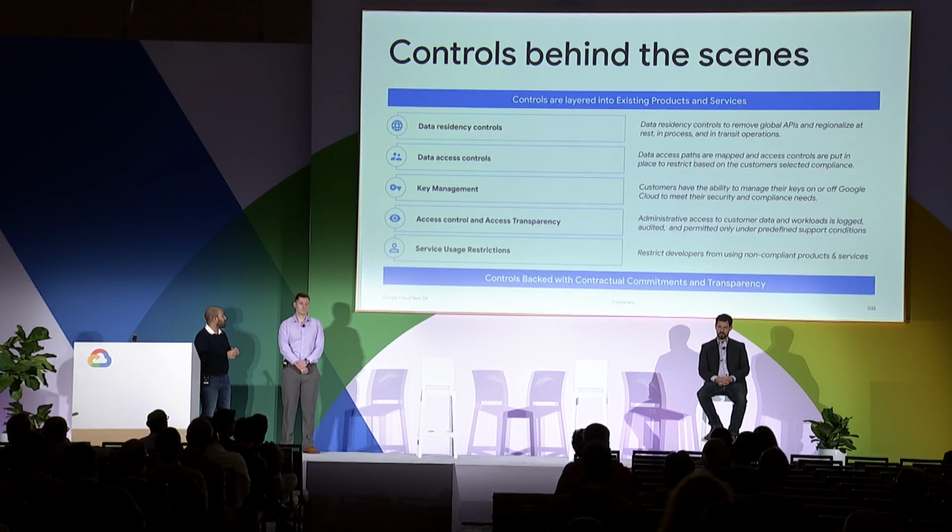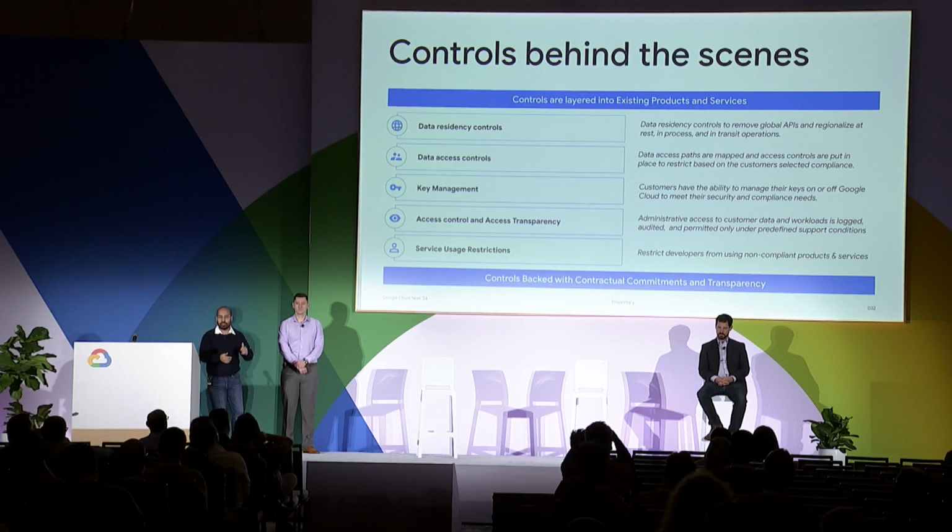And last but not the least, a lot of customers did tell us that they were afraid that developers may spill their data into a non-compliant service accidentally by turning it on. So we came up with another control called resource usage restriction, and that locks down your environment into only the compliant products. That way it makes sure that there's not even an accidental spill of your regulated data or sensitive data into a non-compliant service.